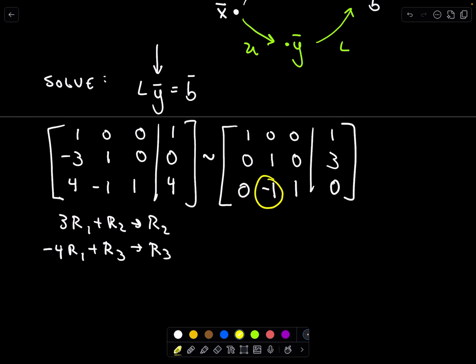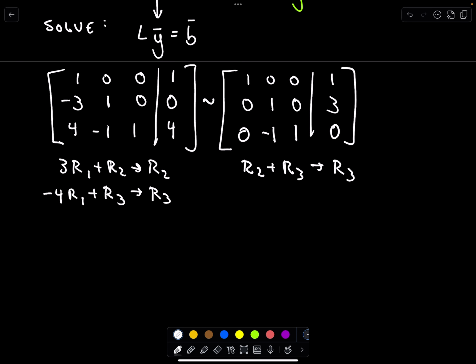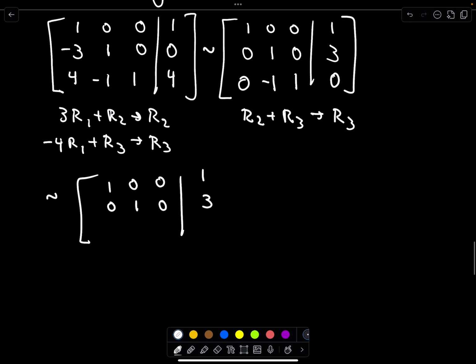Next, I want to get a 0 down there. I don't think that should be too terrible. I could just take row 2 and add it to row 3 to get my new row 3. If I do that, the first row I leave alone, the second row I leave alone. And then the third row: 0 plus 0 is 0, 1 minus 1 is 0, 0 plus 1 is 1, 3 plus 0 is 3. Okay, so now I know that vector y is equal to 1, 3, 3.